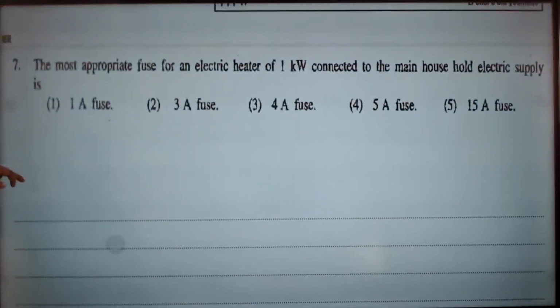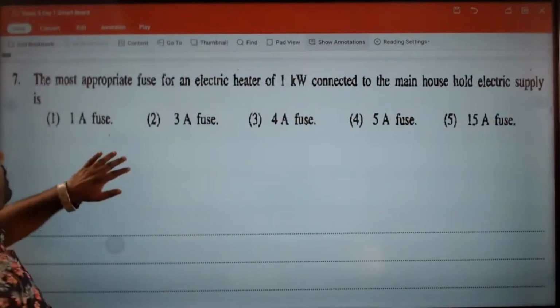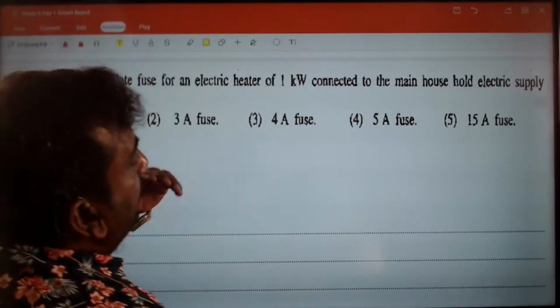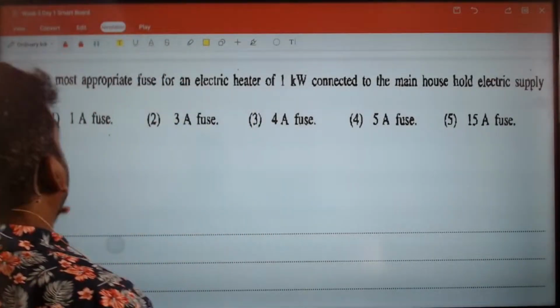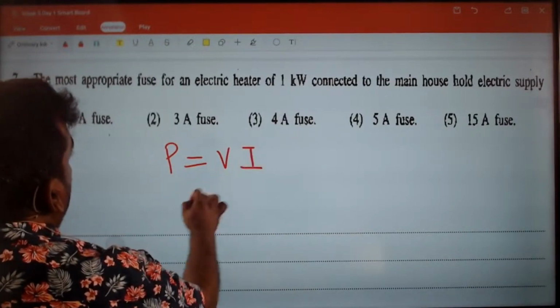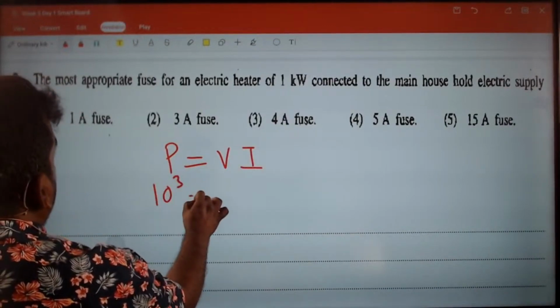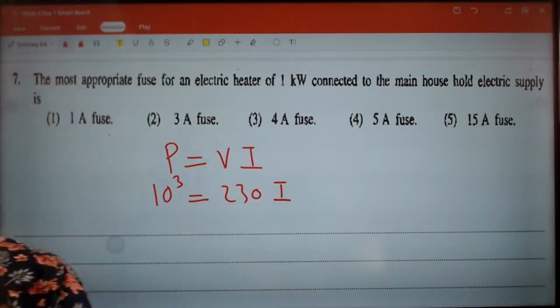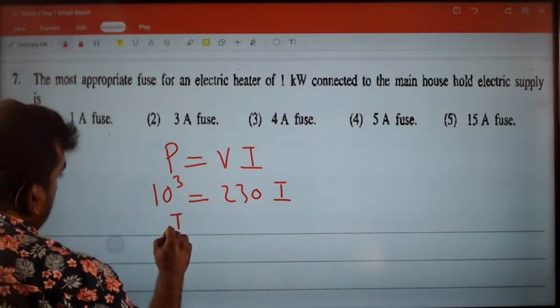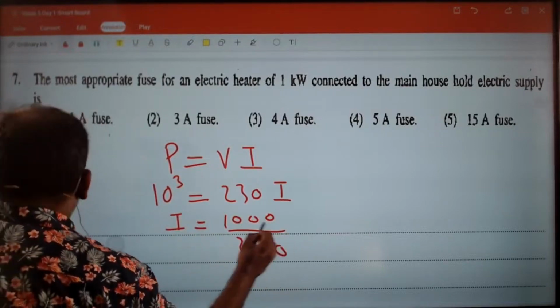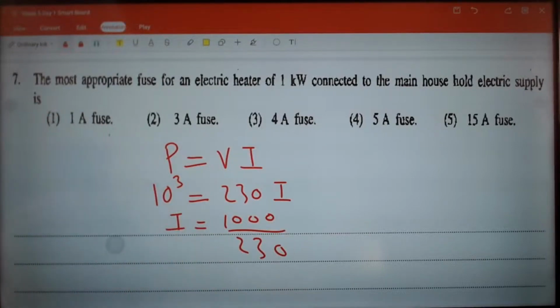Moving on. The most appropriate fuse for a 1 kilowatt heater connected to a main household electric supply is how much? So power is equal to VI, don't forget. Power is 1 kilowatt, 10 to the power 3 watt. Home supply 230 volts. So here I is 1000 divided by 230.